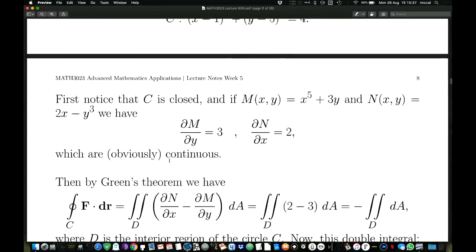But notice the first thing, it's a circle, so it's closed. So I could, and the partial derivatives are nice, well behaved, so Green's theorem applies. So what Green's theorem says is that the circulation, instead of doing it directly, you do it as a double integral over this circle of this function, which you find. And of course, partial dM dy is 3, partial dN dx is 2.